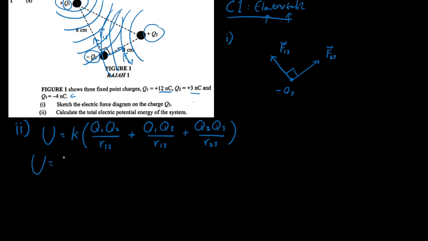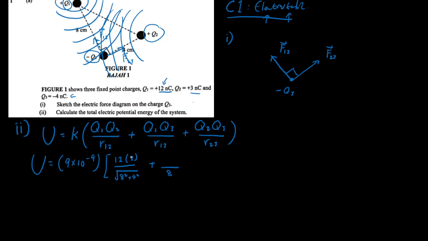I'll simplify k as 9 times 10 to the power of 9. Then I have Q1, which if we refer here is 12. Q2 is just 3. The distance between Q1 and Q2 will be the square root of 8 squared plus 4 squared. Then I'll have the second part, Q1 and Q3, which is just 8 centimeters away.